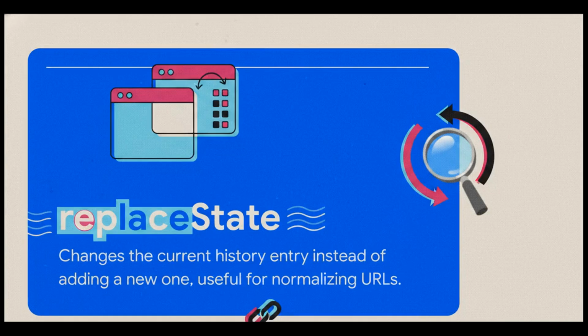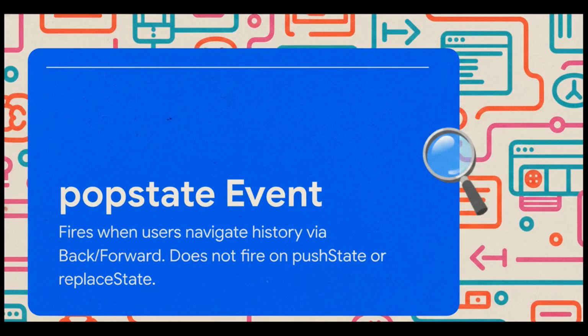Then we have its sibling, replaceState. Instead of adding a new entry to the top of the history stack, replaceState just overwrites the current entry. Why is this useful? Well, it's perfect for dynamically correcting a bad redirect. Say a user hits an old deprecated URL, and you automatically reroute them to the new one. You want to use replaceState for that. That way you don't pollute their history stack with some broken, intermediate step that they'd otherwise have to click back through.